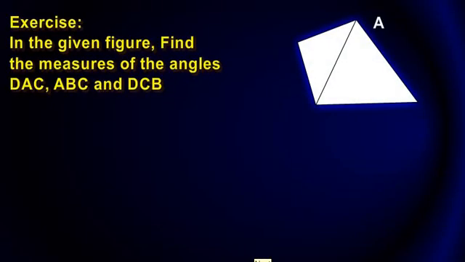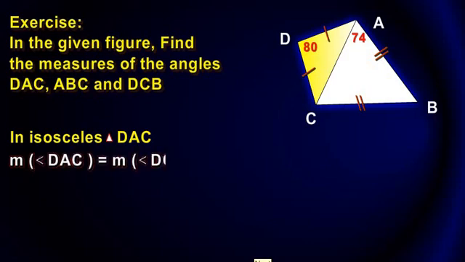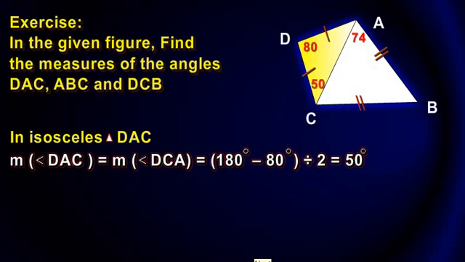Exercise. In the given figure, find the measures of the angles DAC, ABC, and DCB. In isosceles triangle DAC, measure of angle DAC equals measure of angle DCA equals (180 degrees minus 80 degrees) divided by 2 equals 50 degrees.